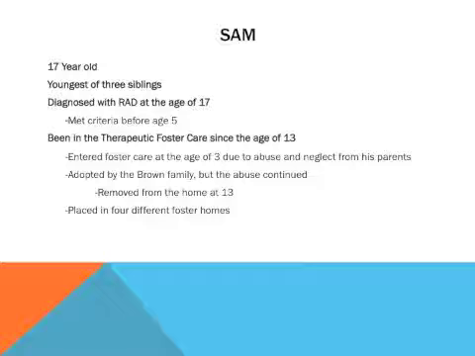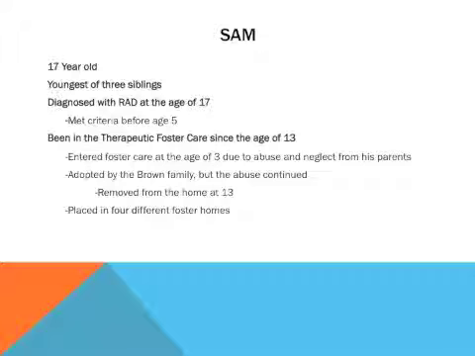So as Erin mentioned earlier, we're going to talk about Sam, who's a 17-year-old boy. He's the youngest of 3 siblings, and he was diagnosed with RAD at the age of 17. However, there was reported behavior that he met the criteria before the age of 5, but wasn't diagnosed until just recently. He has been in therapeutic foster care since the age of 13.